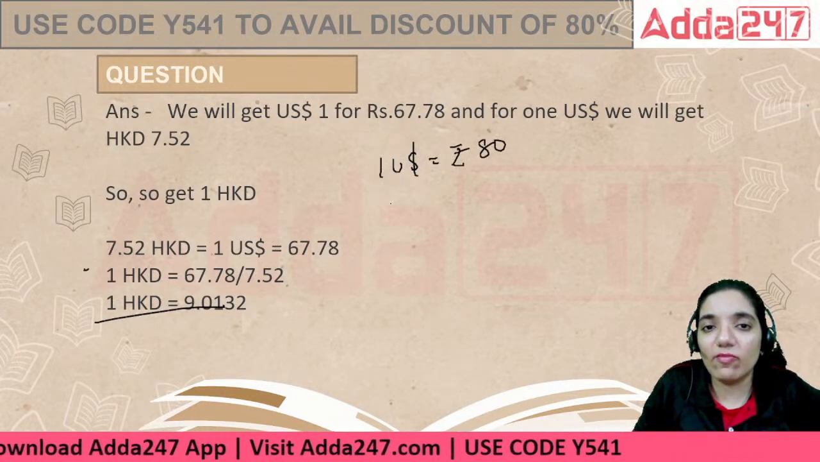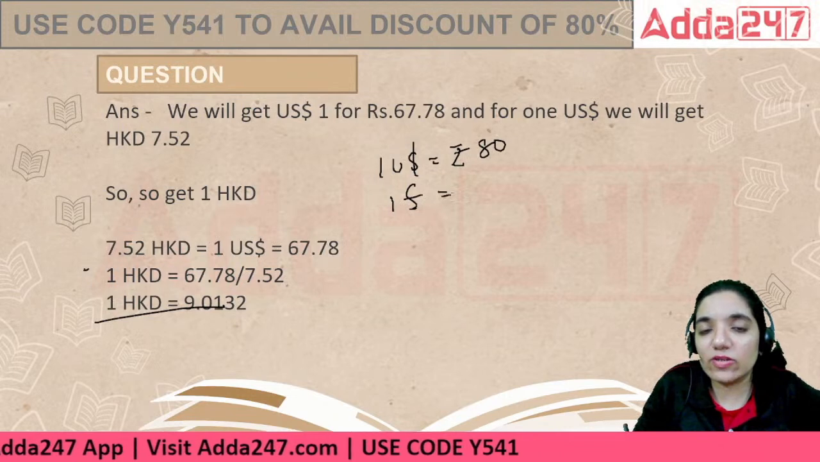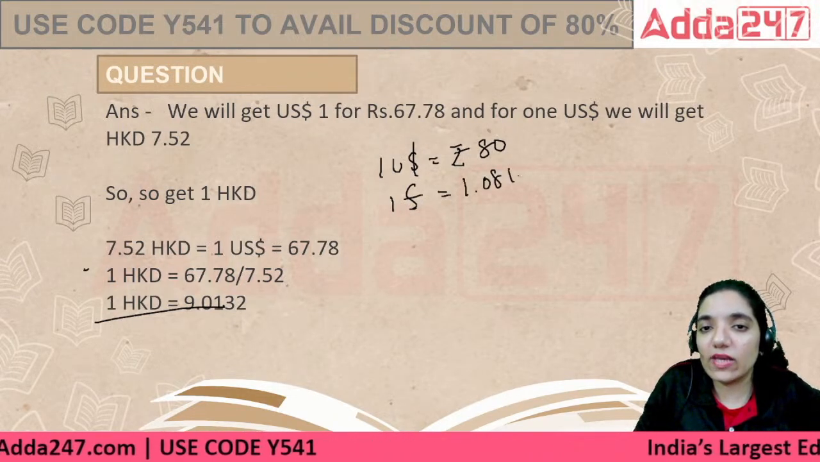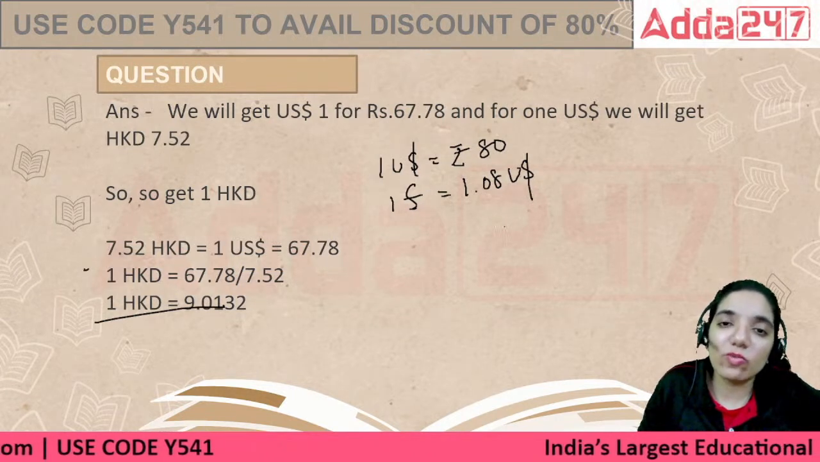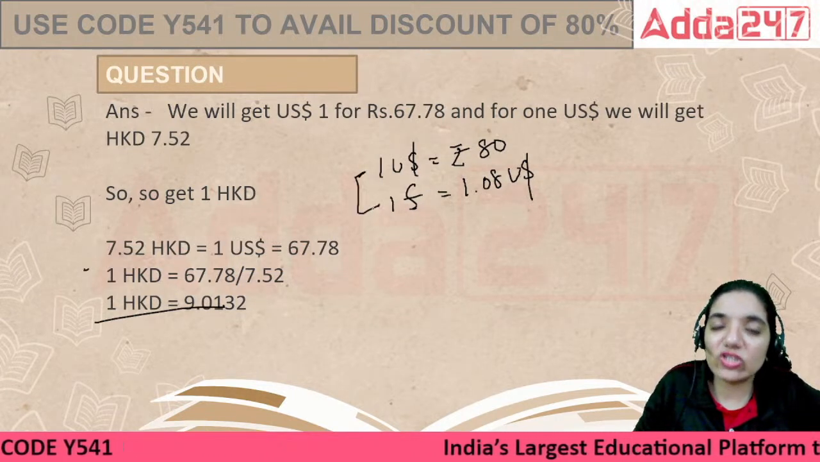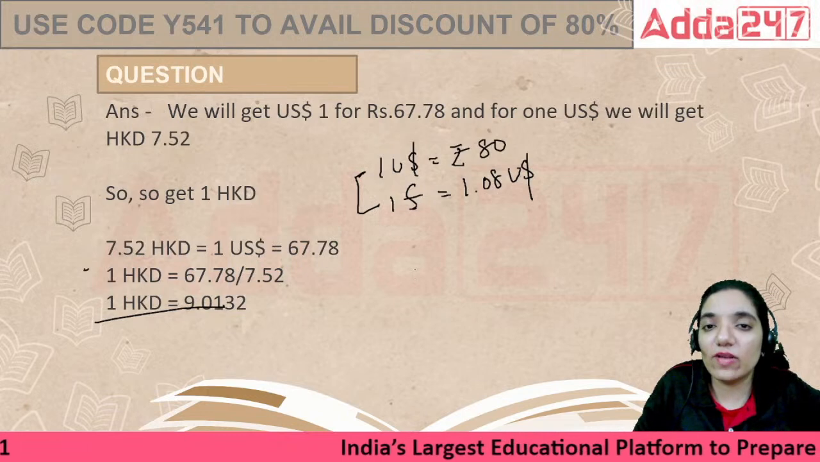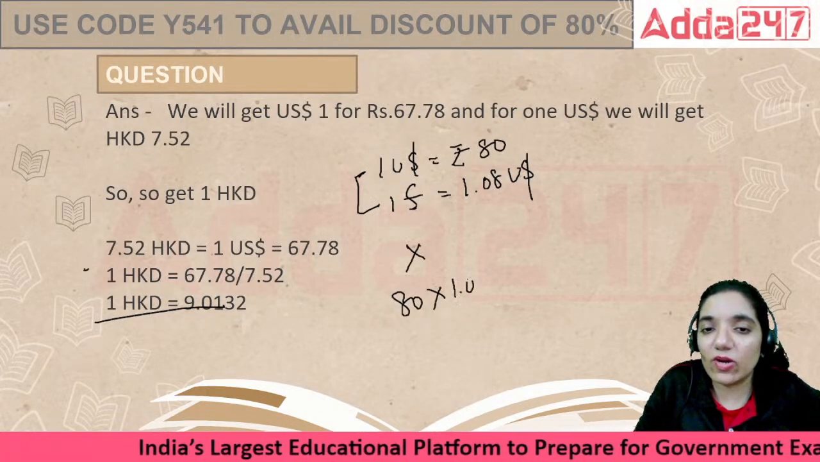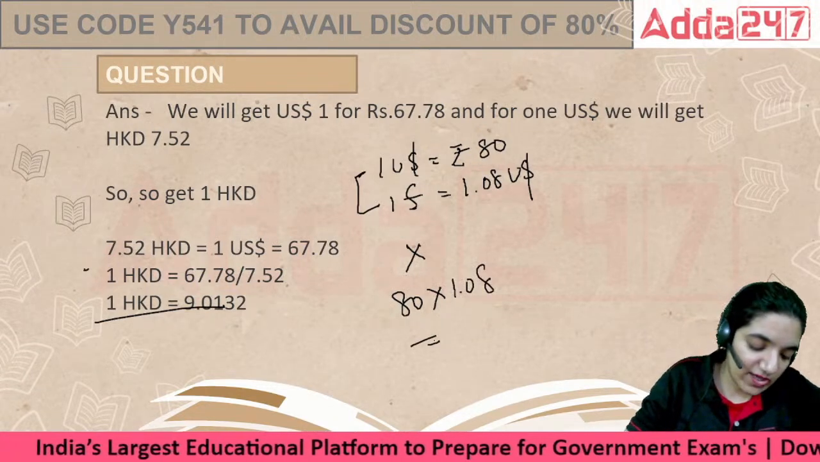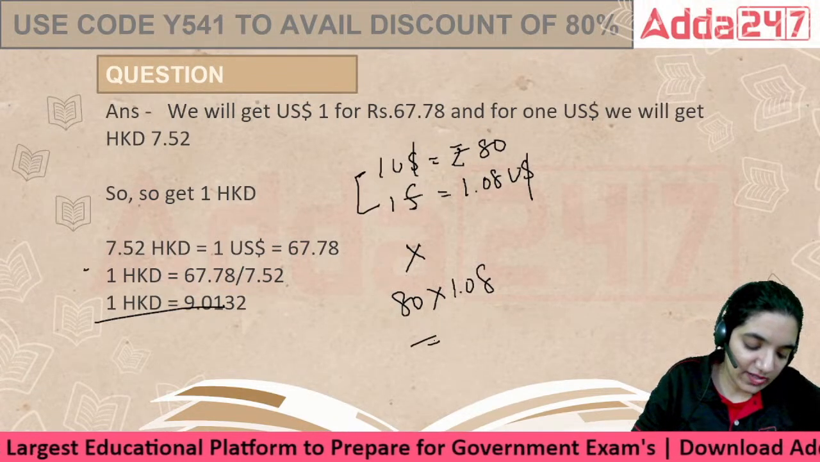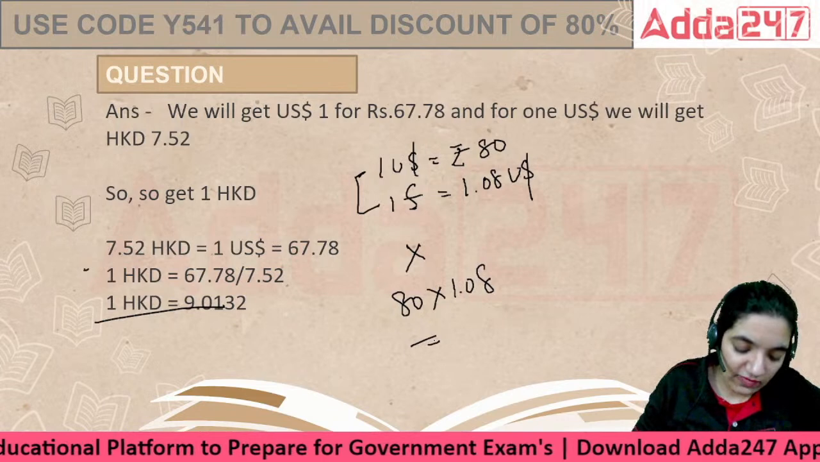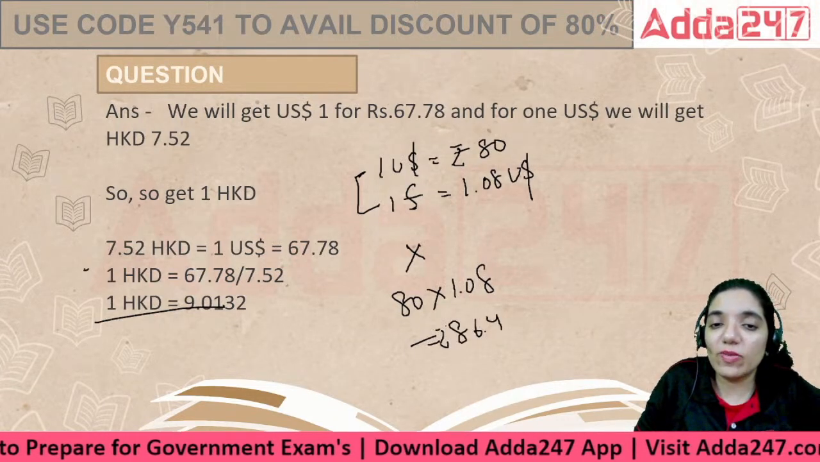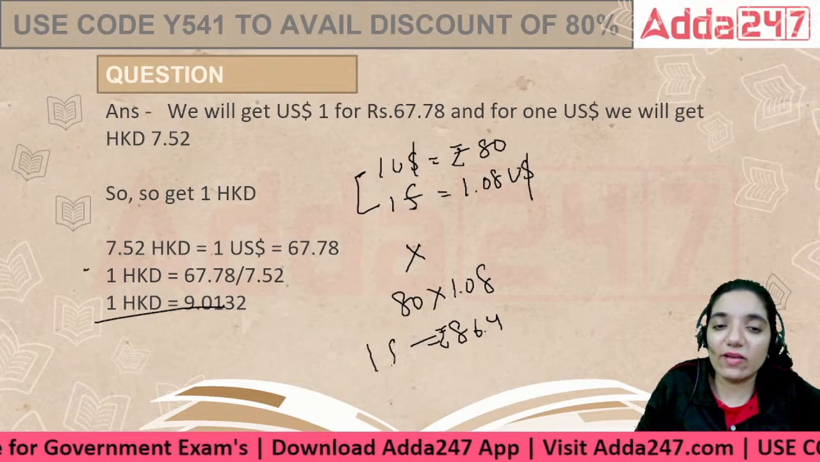In the same question, if I give you another question, it says 1 US dollar is equal to rupees 80 and 1 pound is equal to 1.08 US dollars. So what will you do? Since your LHS is not the same, then you will multiply. How do we multiply? 80 into 1.08. So it would be 80 multiplied by 1.08, giving you a value of 86.4 rupees required to buy 1 pound.